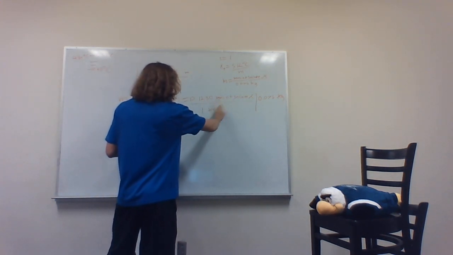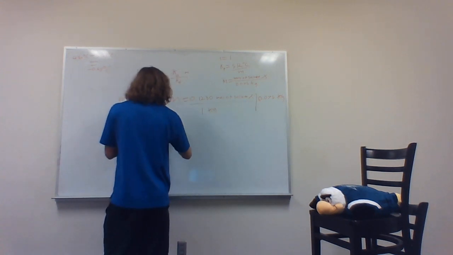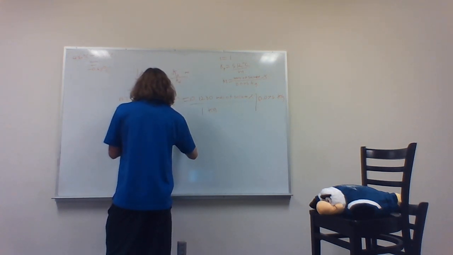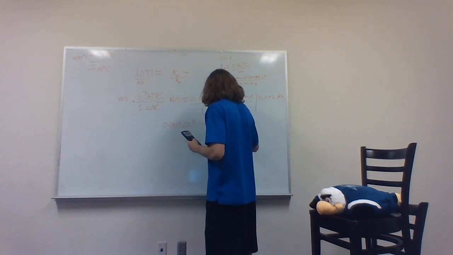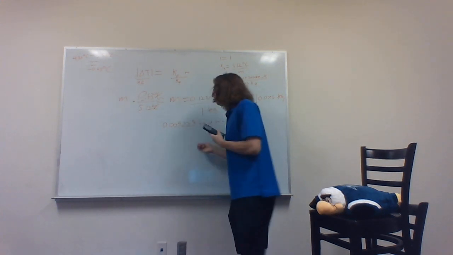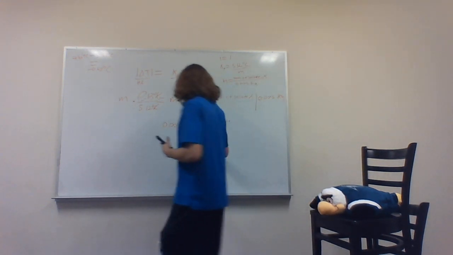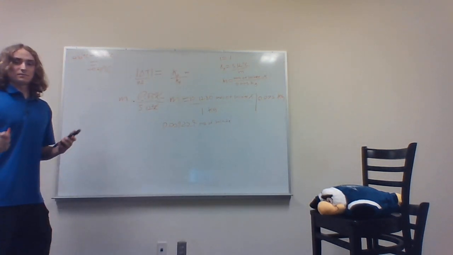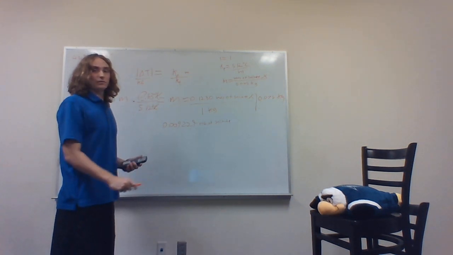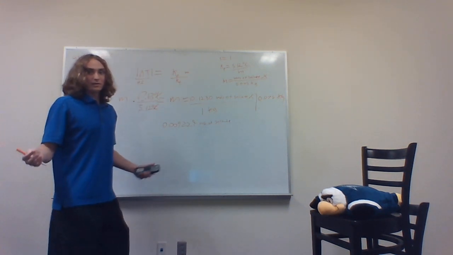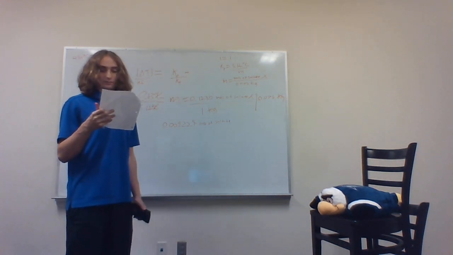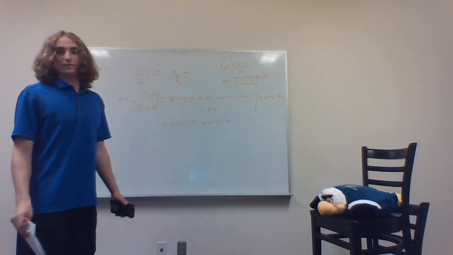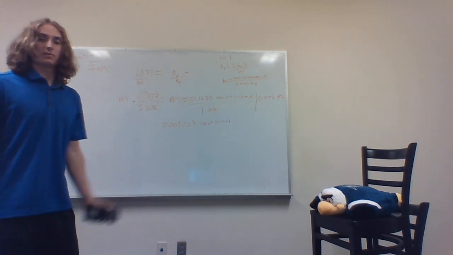So this will give us 0.0092229 moles of solute. So there's that many moles of solute dissolved within the solvent. However, what was the original question? The original question was asking for the molar mass of the compound. So it wants to know how many grams per 1 mole.